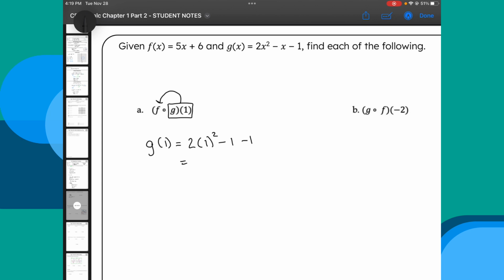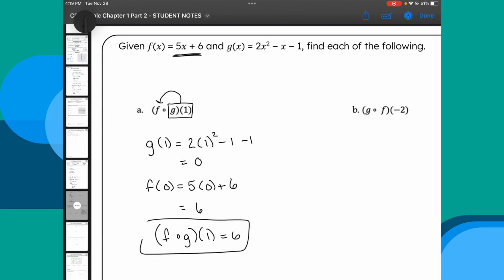You can either do a little mental math or plug it into your calculator, but either way you should get 0. So now we're taking what g of 1 is equal to and plugging that into f. So now we're going to find out what f of 0 is. 5 times 0 plus 6. So now I'm plugging it into this function and we get 6. So f of g of 1 is equal to 6.